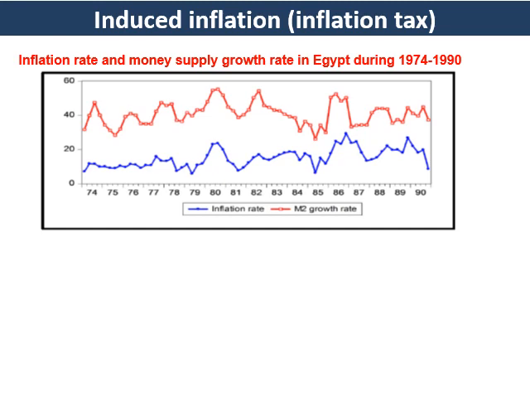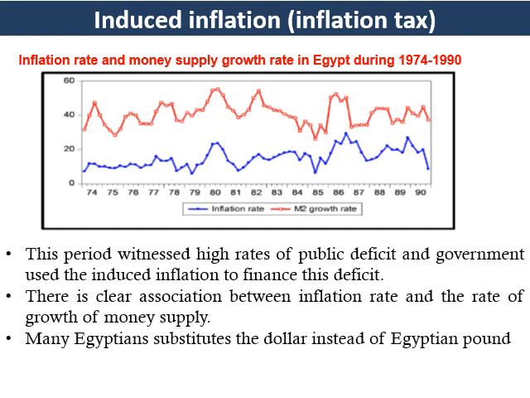So as I mentioned, an increase or expansion in money supply without an adequate increase in the output will lead to increasing inflation. This figure shows us the relationship between the inflation rate and the money supply growth rate over the period 1974 to 1990. During this period, the public deficit was very high, and for this reason, government tried to use induced inflation to finance this deficit by printing more money.